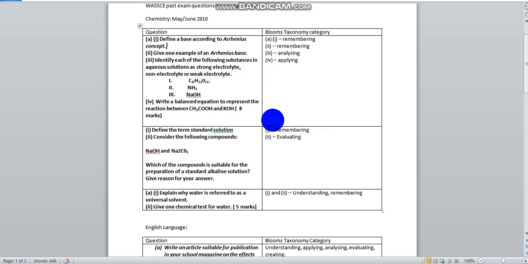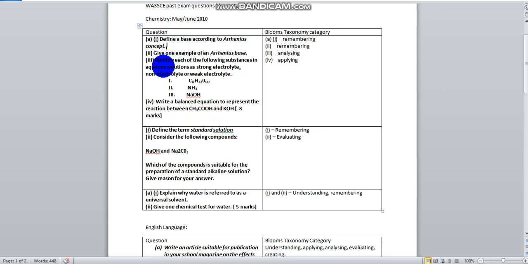Okay, this goes for 8 marks. Right? So as you can see here, this is more about applying something they've learned. You might have learned how to balance a chemical equation, right? So now you're going to apply that knowledge to be able to balance the equations between these 2 reactions. I don't know what that is.